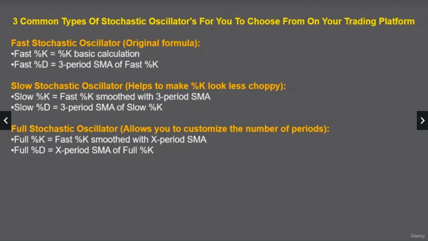So the fast stochastic oscillator, that's the original one. That's the original one we just looked at as far as the mathematical calculation. That's the basis for everything. So that's the base.